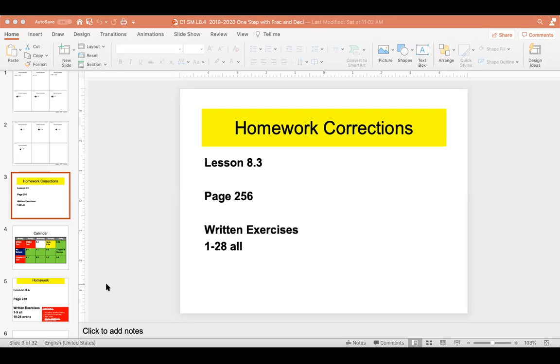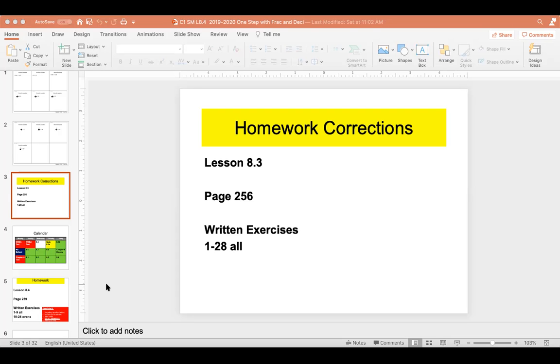Now we're grading. There's 28 of these, so we're going to do these quickly. Number 1, n equals 15. Number 2, n equals 29. Number 3, n equals 18. Number 4, n equals 5. Number 5, n equals 6. Number 6, n equals 32. Number 7, n equals 54. Number 8, n equals 30. Number 9, n equals 84.